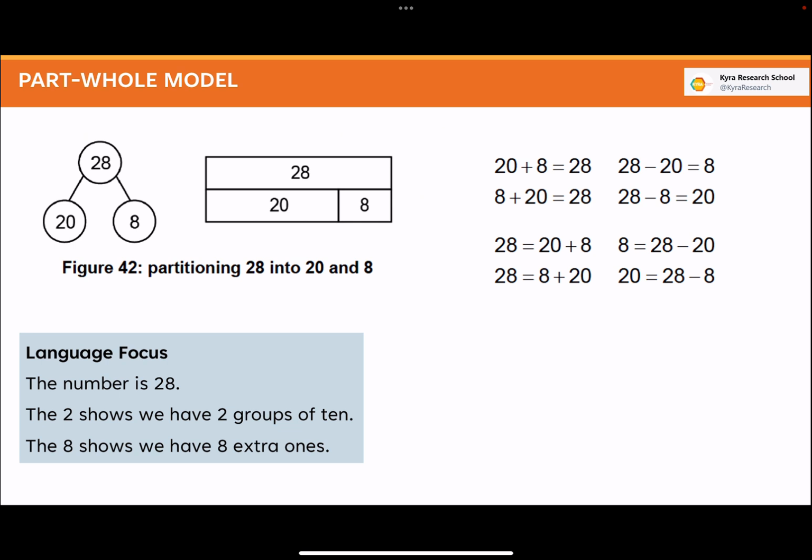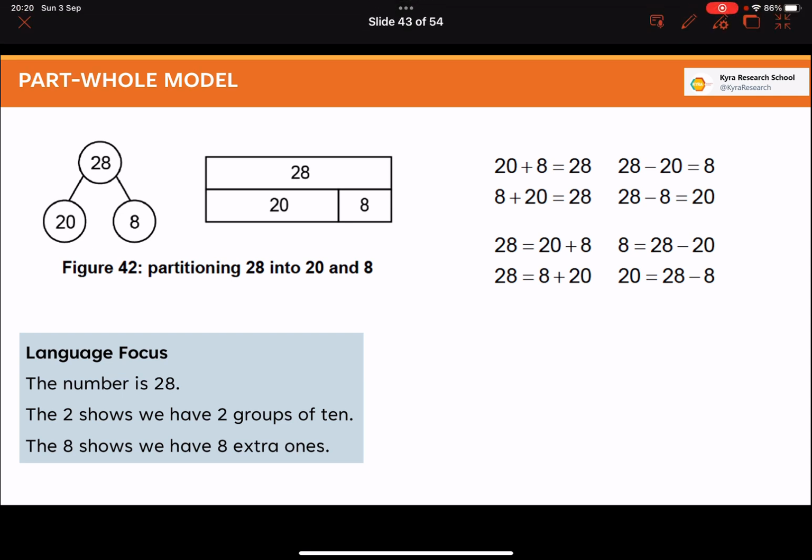So in this one, we've got the number 28. And as you can see from the language focus, the number is 28. The 2 shows we have 2 groups of 10. Now that phrasing is really important, not just knowing it as 20 and 8, but as 2 groups of 10. The 8 shows we have 8 extra ones. So 2 tens are 20 and 8 more make 28. And that's how I end up with the 28.